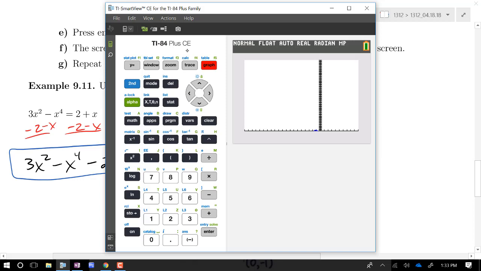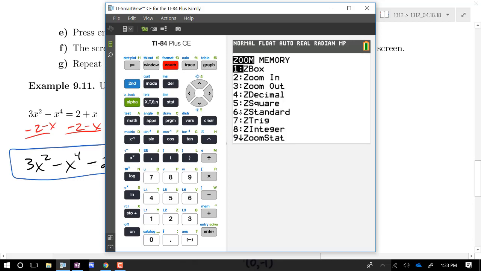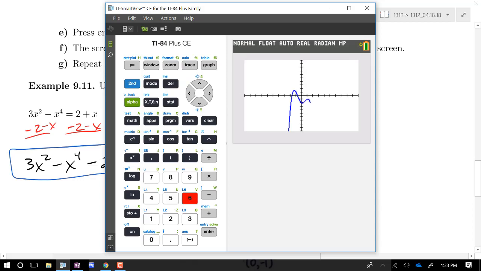If I'm not really sure what window to use, I almost always just start at the standard window. So if you hit zoom, and on mine it's option 6, Z standard, that'll bring you straight to the minus 10 to 10. And that's not a bad window to view this in.